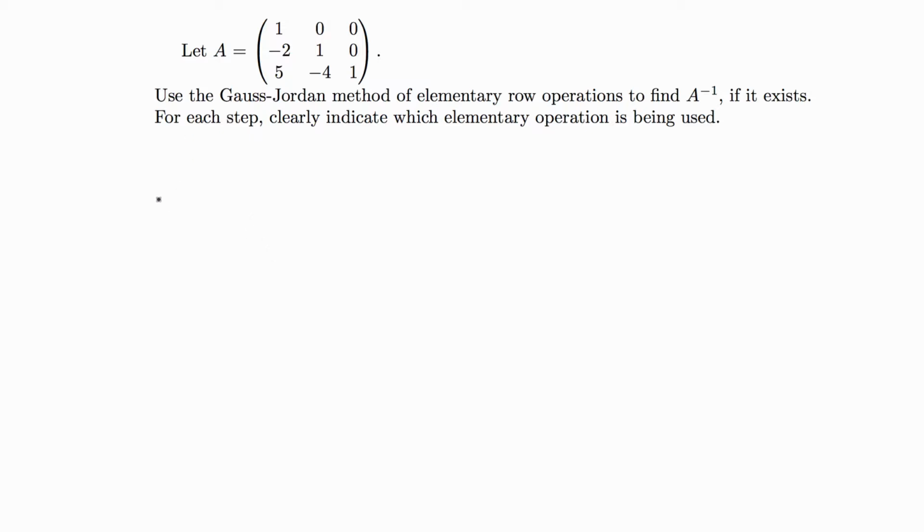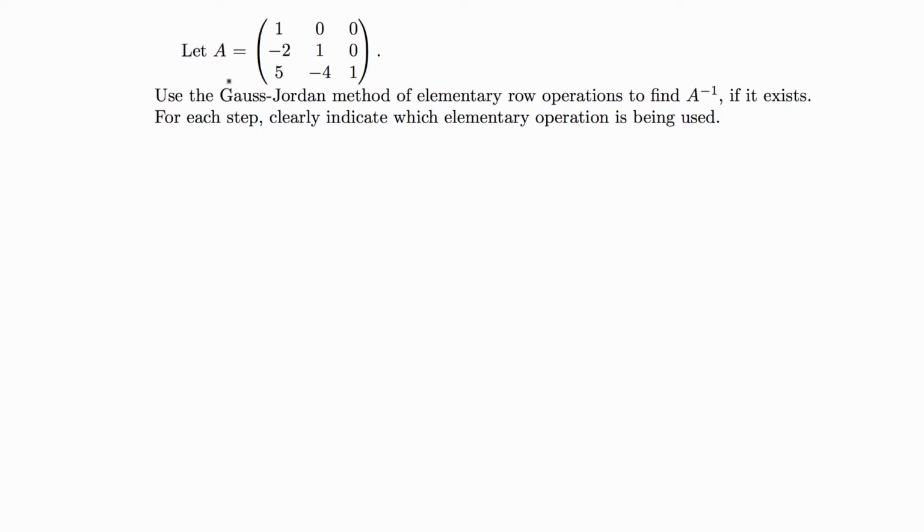Hey guys, in this video I'm going to go over this linear algebra problem. It says let A equal this 3 by 3 matrix. Use the Gauss-Jordan method of elementary row operations to find A inverse if it exists. For each step, clearly indicate which elementary operation is being used.